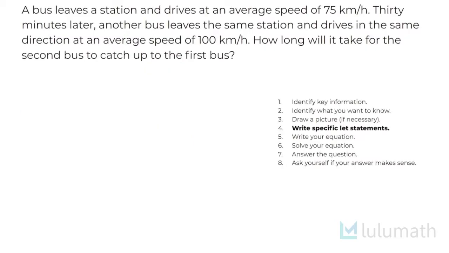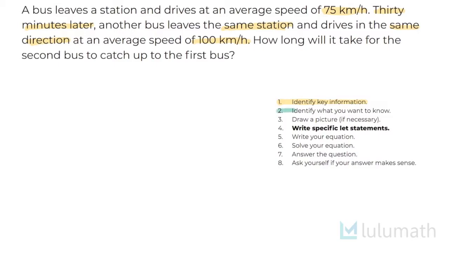So the first thing we want to do whenever we attack a word problem is we want to identify key information. So looking at the problem, it tells us that a bus leaves a station and drives at an average speed of 75 kilometers per hour. Then 30 minutes later, so that's important, another bus leaves the same station and drives in the same direction at an average speed of 100 kilometers per hour. How long will it take for the second bus to catch up to the first bus?